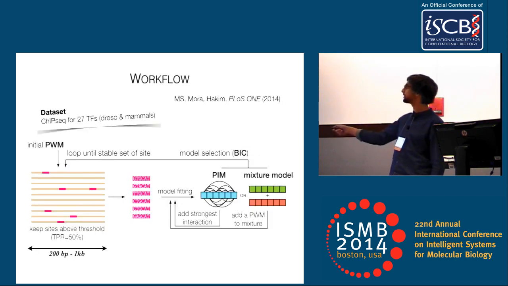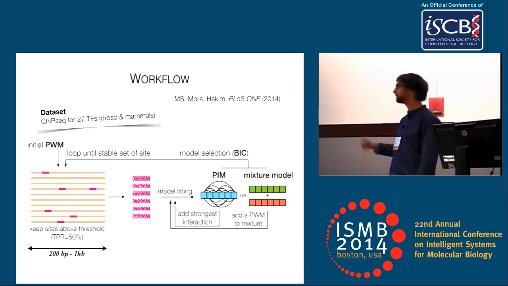And the workflow that we use is that we have a bunch of ChIP-seq for 27 transcription factors, both in Drosophila and in mammals, and they cover several transcription factor families, such as SOX, E2F, bHLH. So we begin with some initial PWM that is known for this transcription factor. We scan their ChIP-seq data, we get the sites.